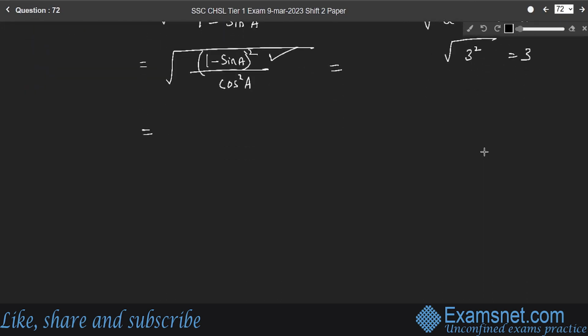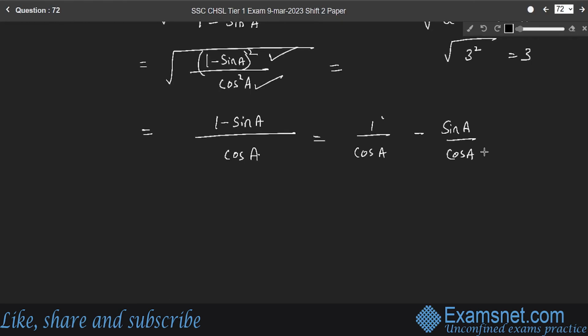So, the numerator becomes root of (1 minus sine a) the whole square, which is 1 minus sine a, divided by root of cos square a, which is cos a. Right? Therefore, we can write it as 1 by cos a minus sine a by cos a. So, what is 1 by cos?